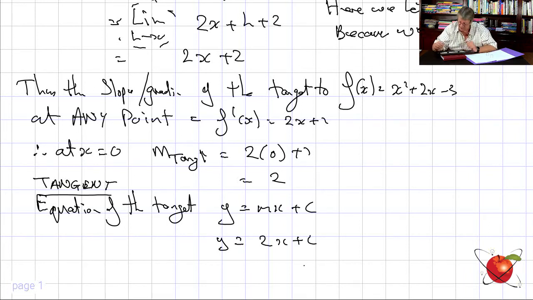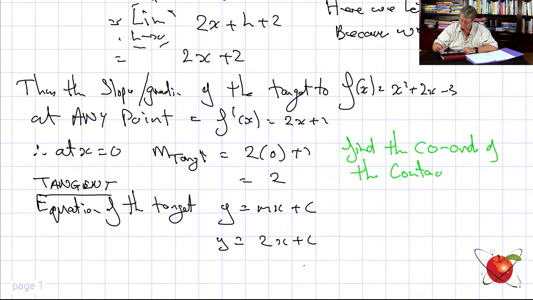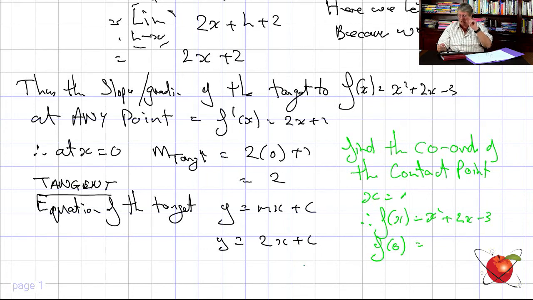How do I find the rest? What have I not done yet? I haven't found the coordinates of the contact point. It is where x equals naught. Therefore, f of x is equal to x squared plus 2x minus 3. Therefore, f of naught, in other words, I'm just working out the y, is going to be naught squared plus 2 times naught minus 3, which is minus 3.